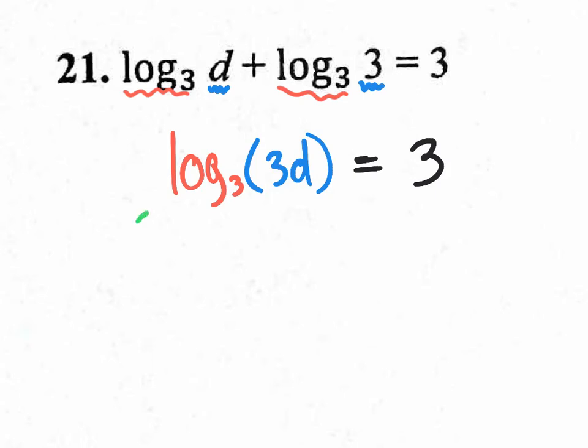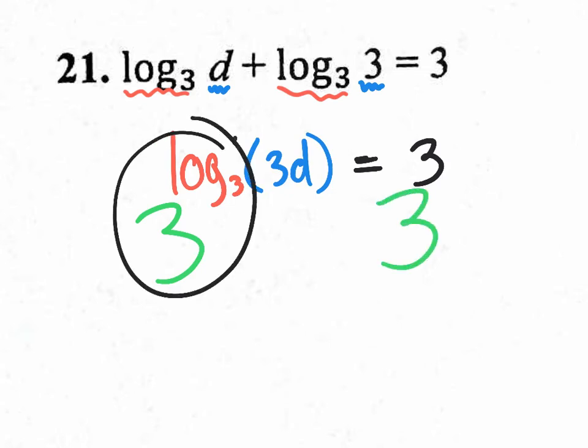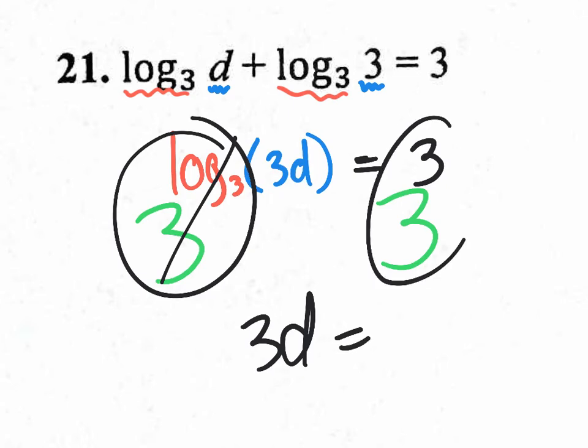Make it a power of base 3. So 3 to the log base 3 eliminates. We have 3d equals what? 3 to the third, 27. 3 to the third power is 27. Thank you very much. Again, we raise them to become powers of the base of our choice.